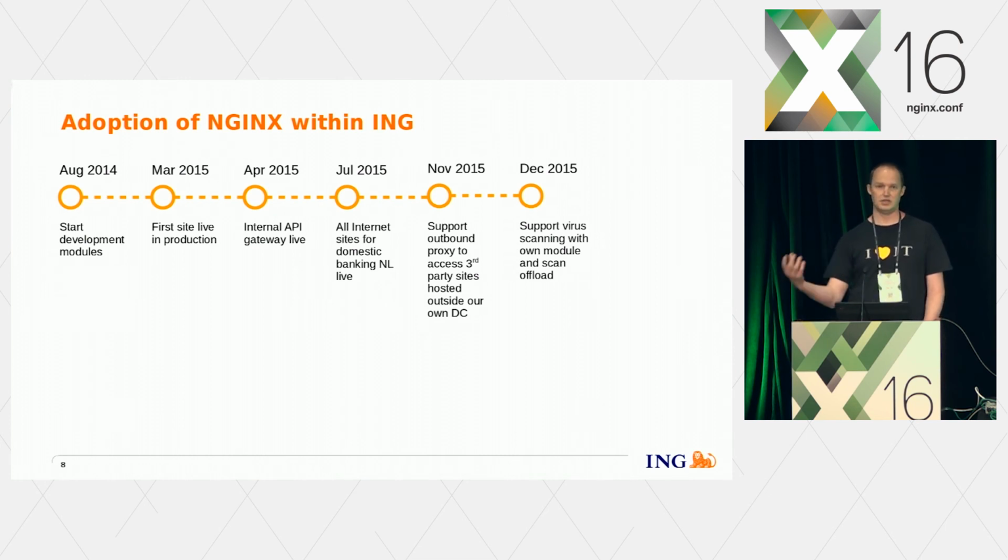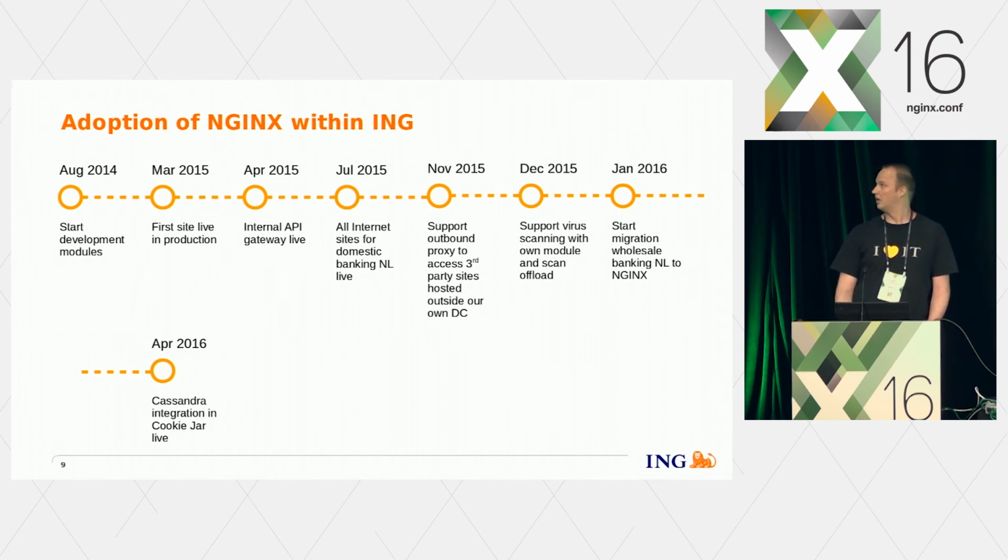In this case, the scanner solution is HTTP based, but we are migrating to use the ICAP protocol. And since this solution with the inbound, outbound, and virus scanning works quite well for us, other business units within ING are interested and are now migrating to an nginx solution as well. They are replacing their WebSeal solution. By January, our wholesale banking colleagues, which are part of the bigger businesses, are migrating to nginx. And we started to integrate our cookie jar with persistency, so we could persist all the data that is in the cookie jar and store it in Cassandra.